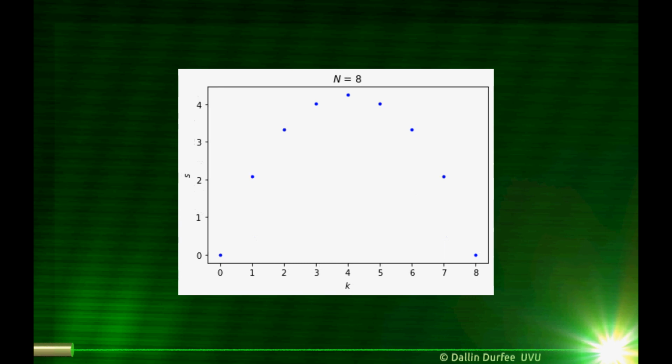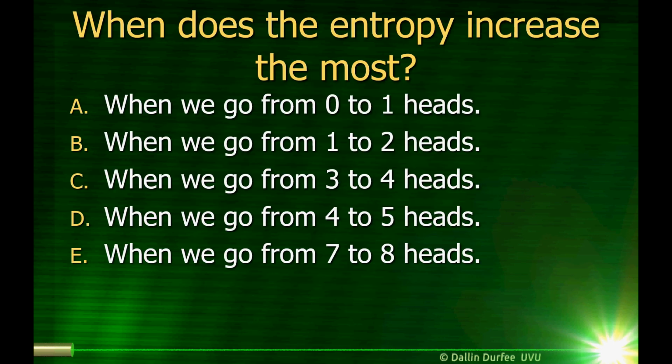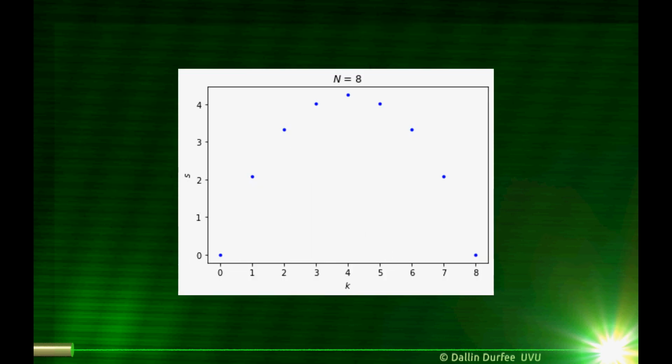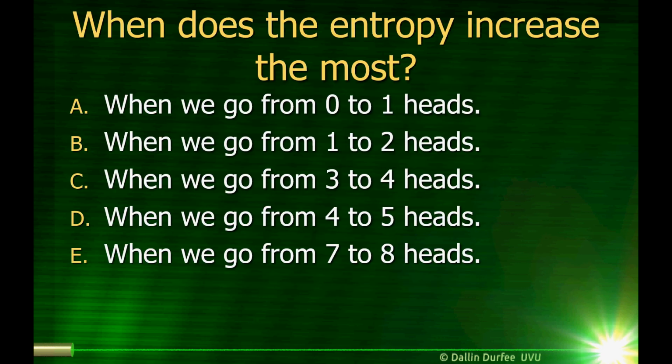Now, if I take the natural logarithm of that, I get something proportional to the entropy. So here's the entropy for my 8 coins, all right? Now, when does the entropy increase the most? Look at this graph. When does the entropy increase the most? When I go from 0 to 1 heads, from 1 to 2 heads, and so forth. Come up with your answer. Pause the video, come back when you've got an answer.